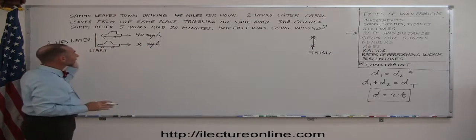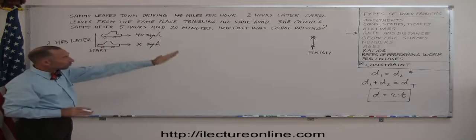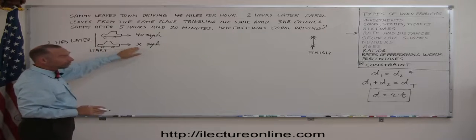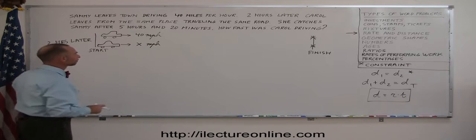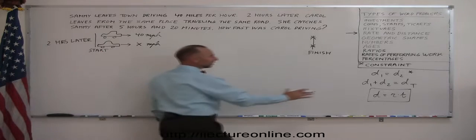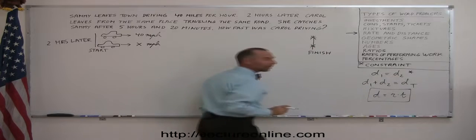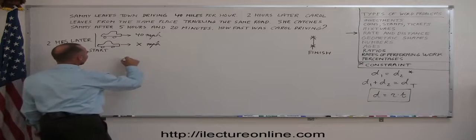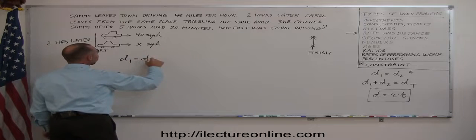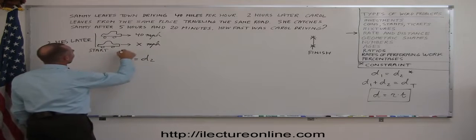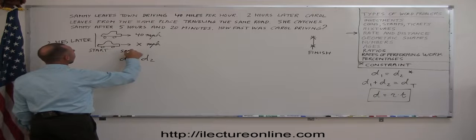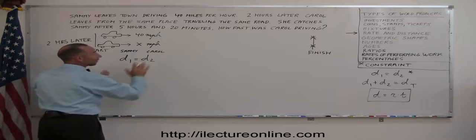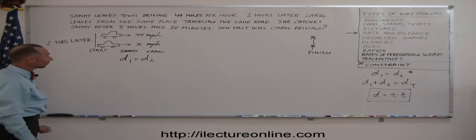So you can see that in this case, both of them drive the same amount of distance. However, Carol drives faster and takes less time to get there. So that's why this approach of solving the problem really works. They both travel the same distance. So we can write distance 1 equals distance 2. Distance 1 is for Sammy, and distance 2 is for Carol. And since they travel the same distance, distance 1 equals distance 2.